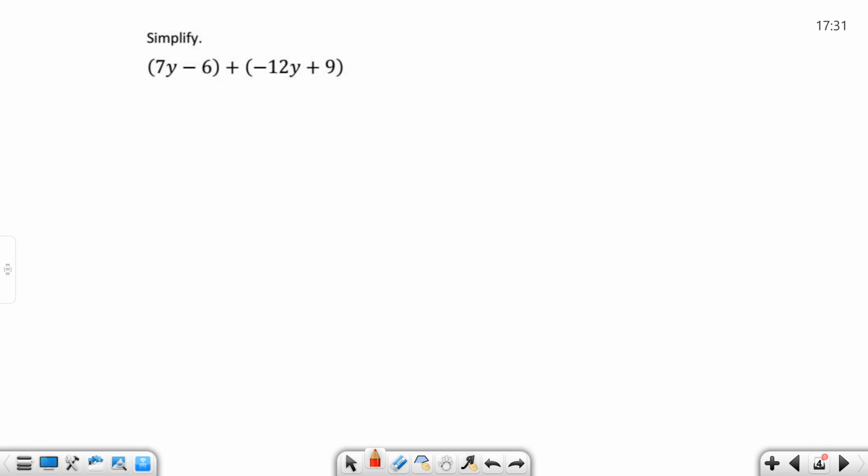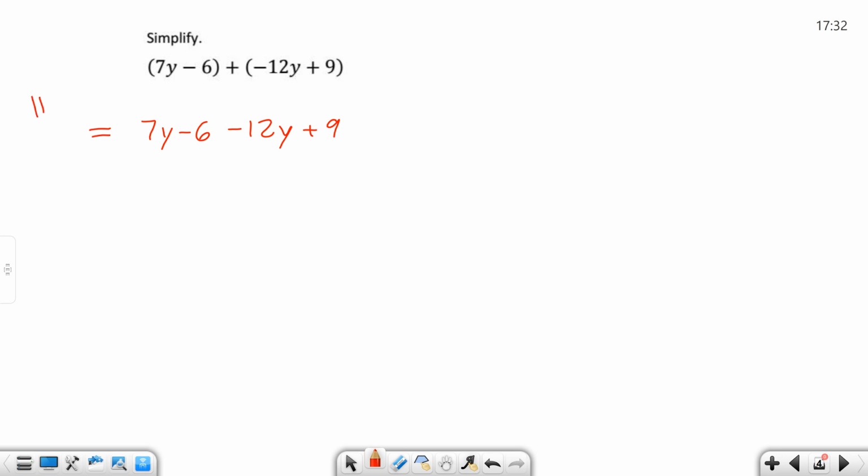So first thing I'm going to do is remove parentheses. Since there's nothing out front but a plus sign on either one of these, it doesn't change any signs. We have 7y minus 6 minus 12y plus 9. I see this plus here, but that means don't change the sign. This 12y comes down, plus 9 comes down. Some people get confused and say plus 12y or plus a negative. We don't want two signs there. We want only one sign.